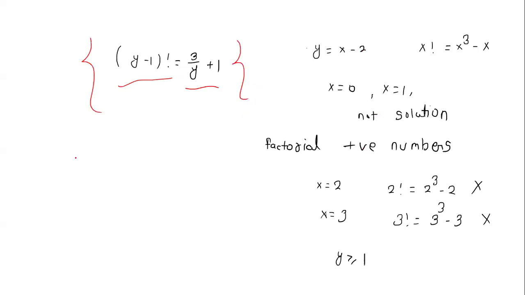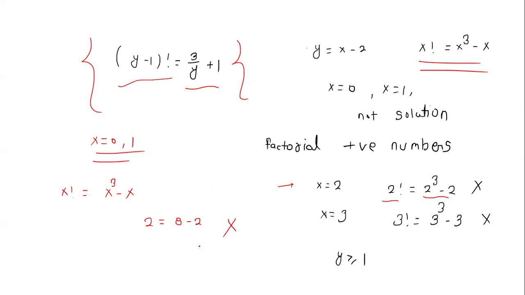Initially we saw that x is equal to 0 and x is equal to 1 are not a solution, and our initial equation is x factorial is x cube minus x. If you put x is equal to 2, then it will become 2 factorial is equal to 2 cube minus 2. We know 2 factorial is 2, 2 cube is 8 and minus 2, so this is not possible. So x is equal to 2 is also not a solution. And if you put x is equal to 3, then it will come 3 factorial is equal to 3 cube minus 3. 3 factorial is 6 and 3 cube is 27 minus 3, so this is also not a solution.